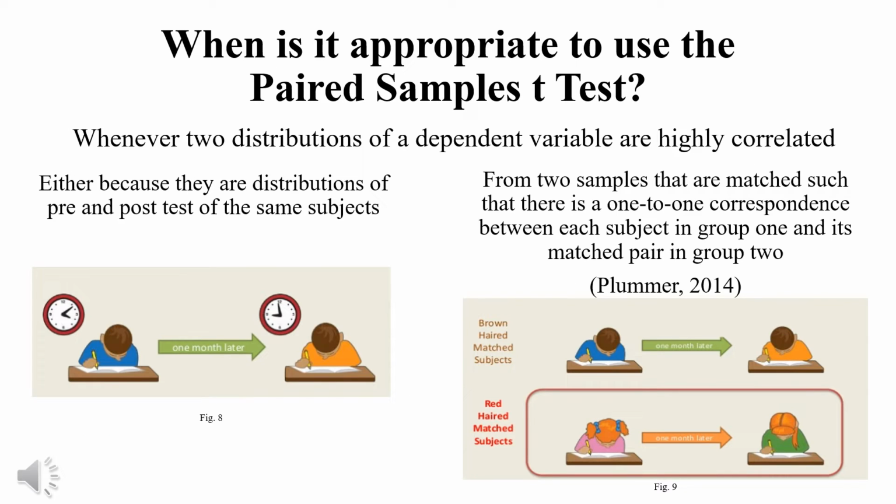To recap, it is appropriate to use the paired samples t-test whenever two distributions of a dependent variable are highly correlated. This could be either because they are distributions of pre- and post-test of the same subjects, or from two samples that are matched, such that there is a one-to-one correspondence between each subject in Group 1 and its matched pair in Group 2.